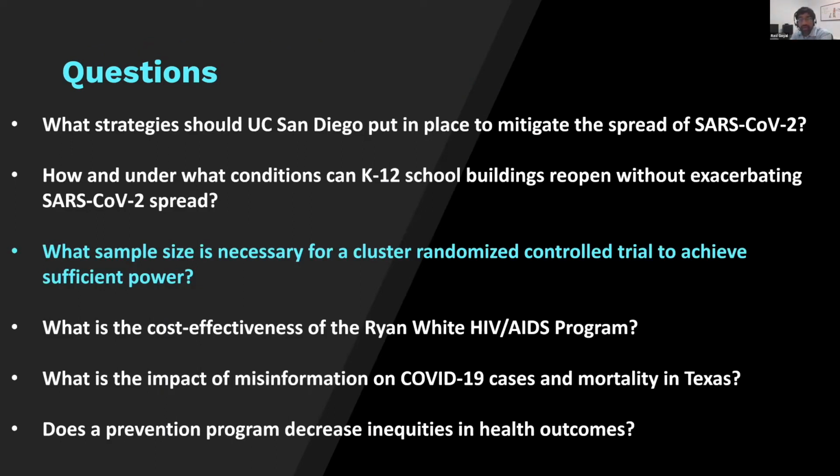To provide another example, we also looked at trying to figure out what sample size is necessary for a cluster randomized trial to achieve sufficient power. This is joint work with Rui Wang, Matt Kazakzik, and Victor de Gruttola. And hopefully looking through these different examples provides an understanding of the different types of questions one could answer and the different kinds of output that one can get.